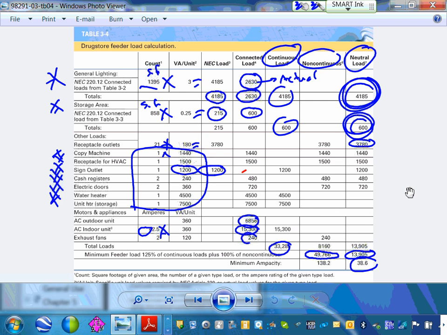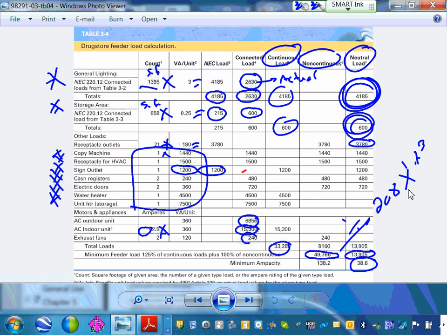Your neutral size, based on they divide this number by 208. I think that's the voltage. I can't remember what the voltage is of that system. Yeah, thank you. It's 208 multiplied by 1.73. So divide this number. That's how they came up with these numbers, guys. Divide these two numbers by 2.8, and they came up with 138.2.